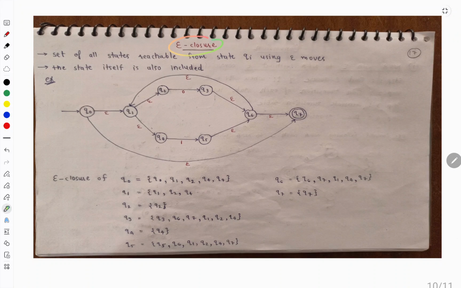What is epsilon closure? Epsilon closure is a set of all states reachable from state Qi using epsilon moves. In this epsilon closure of each and every state, the state itself is also included. What does it mean? Let's see one example and try to find out the epsilon closure of each and every state.